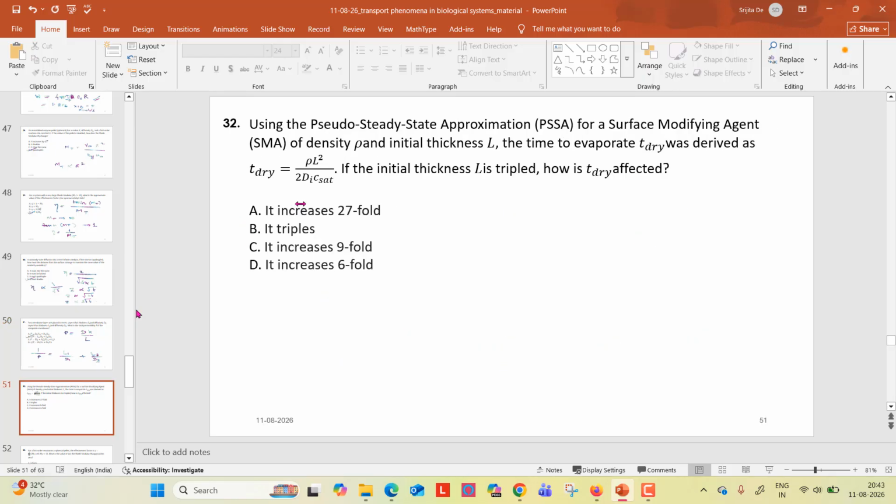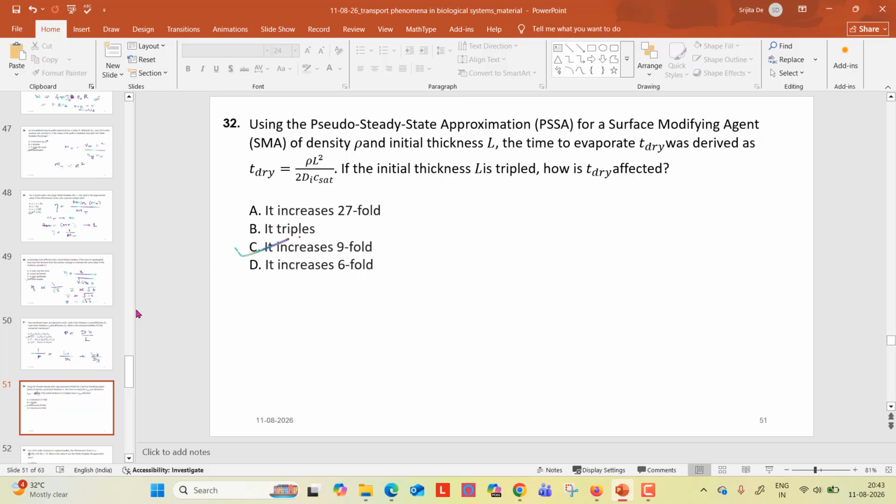Using a pseudo-steady state approximation for a surface modifying agent of density rho and initial thickness L, the time to evaporate was derived as T dry equals rho L squared by 2 D Csat. If the initial thickness L is tripled, how is T dry affected? So it will be ninefold, obviously.